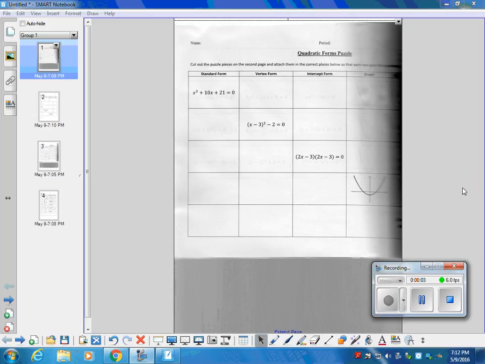Okay, now you are working on a quadratic forms puzzle. Each pair of you has a puzzle. You have a pack and a paperclip of little orange puzzle pieces that go on here. You are only going to lay the correct one in the correct box. You're not gluing this. You're going to correctly lay them on your puzzle together. You have one puzzle to lay the orange pieces on per pair.